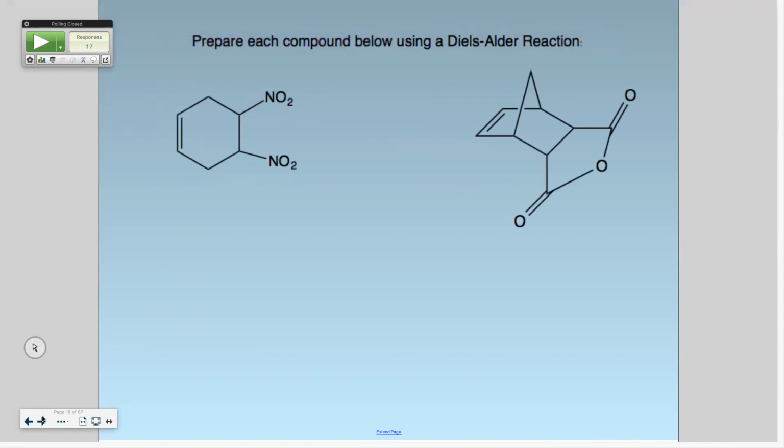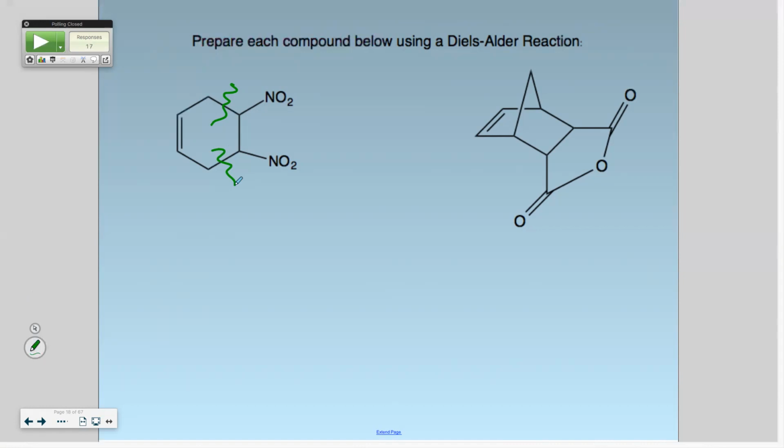Okay, so we're going to make each compound below using a Diels-Alder reaction. So look at the first one on the left. Where do you see the new bonds as being? Where are the two new sigma bonds? Because we're going to put a line through them, basically. Okay, so where do you want me to put a line? Here? Here? Here? Here? All right.